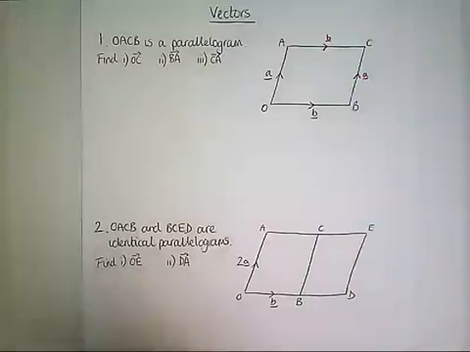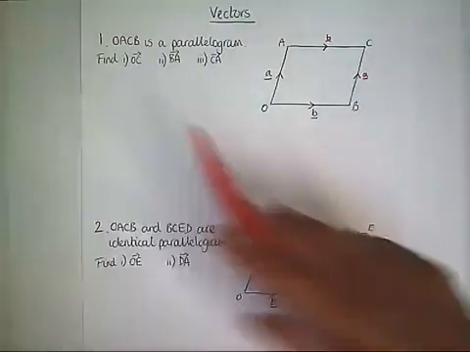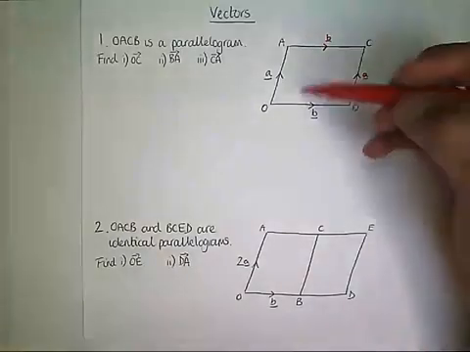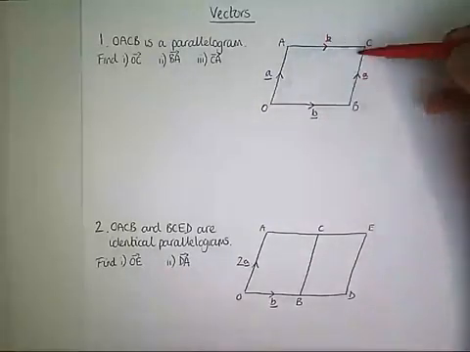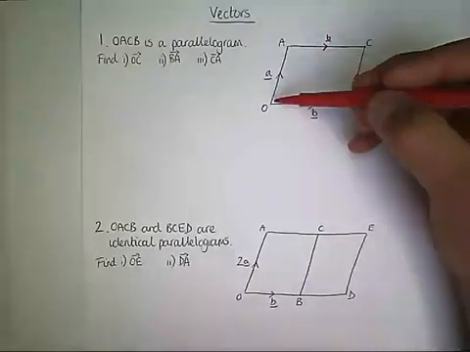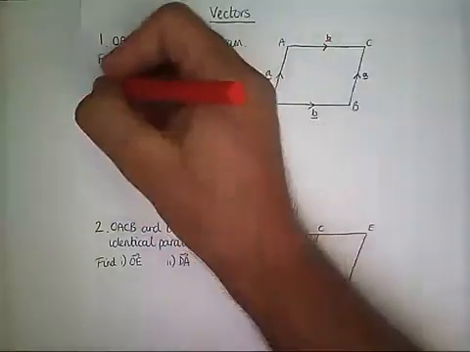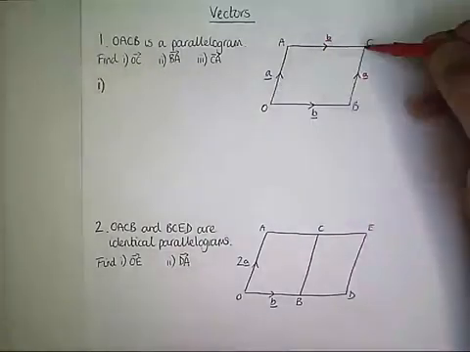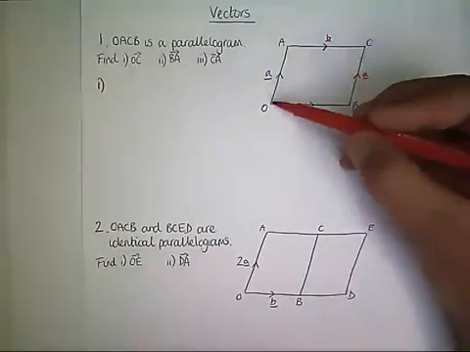Okay, if we go on to the first one then, we want to find a vector of O to C. So we actually want to work out what the vector of that line is that goes straight across, but we don't know anything about it. So what we're going to do is just go on a bit of a journey that will take us from O to C. Okay, and that will be the same as what this vector would be.